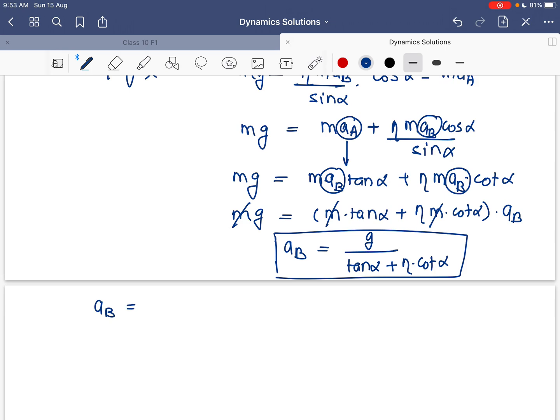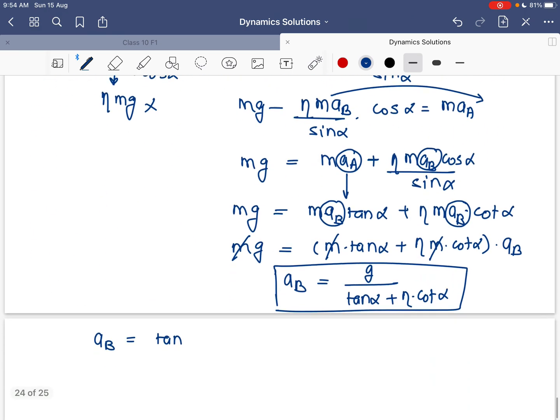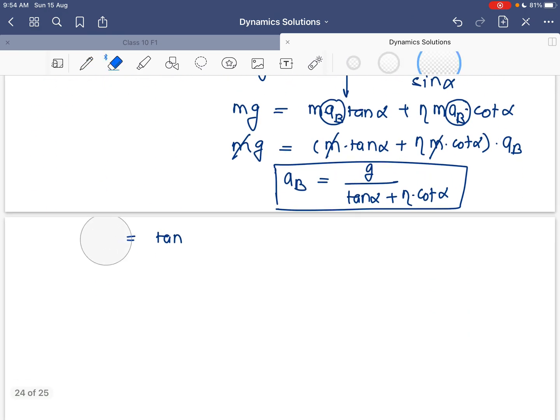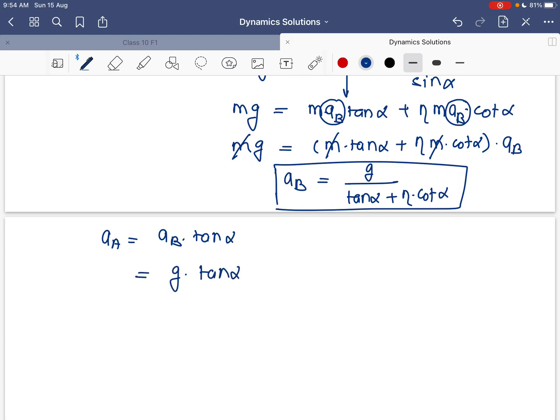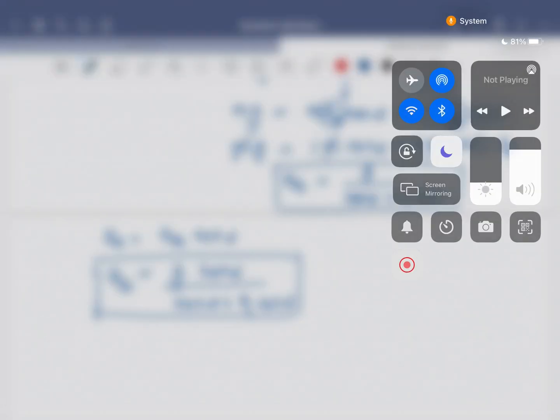Now from the constraint relation, equation 1, AA is AB tan alpha, so I will substitute here. In order to find the acceleration of rod, we just have to multiply the acceleration of wedge with tan alpha, giving g tan alpha upon tan alpha plus eta cot alpha, and after proper rearranging you can get the answer, or this can be the final answer to this question.